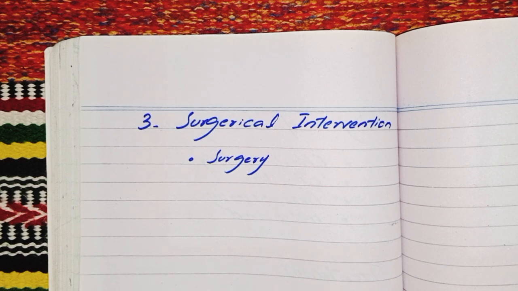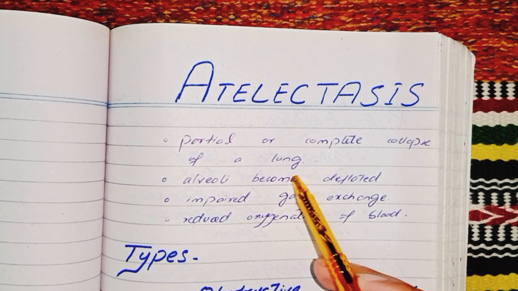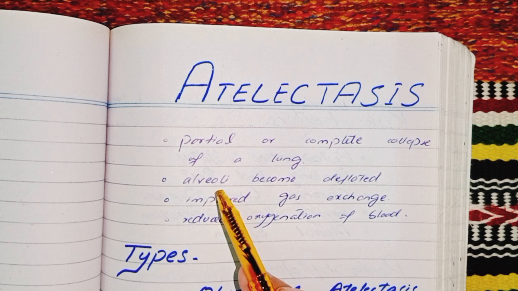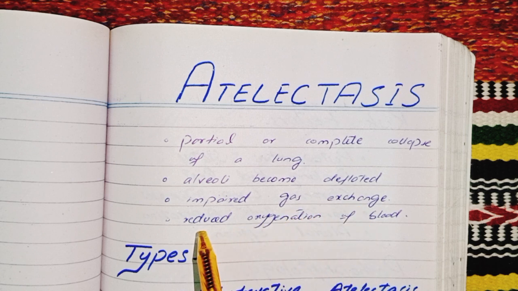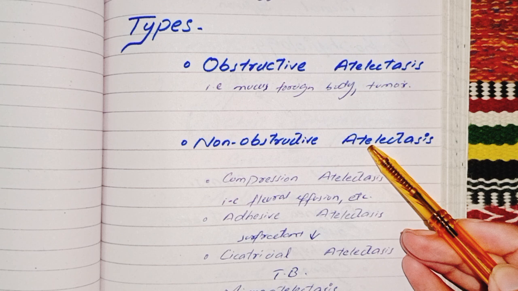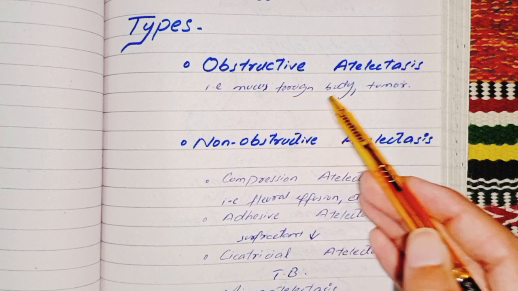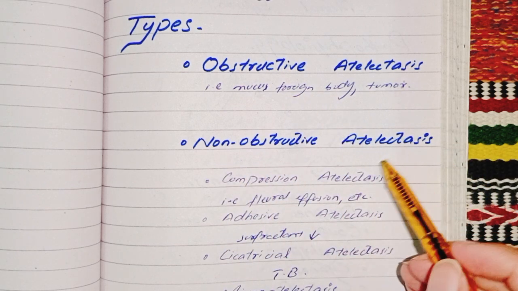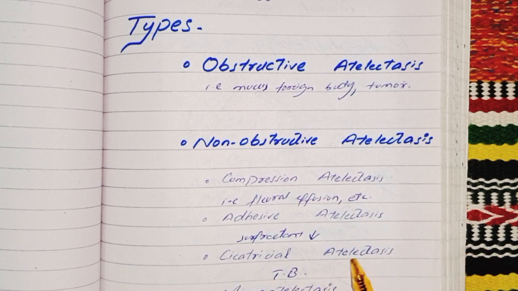Okay, let's summarize our lecture, today's presentation. What is atelectasis? Atelectasis is a partial or complete collapse of a lung that results in alveoli becoming deflated, impaired gas exchange that ultimately results in reduced oxygenation of blood. There are two main types of atelectasis: obstructive atelectasis and non-obstructive atelectasis. Obstructive atelectasis is due to obstruction from anything like mucus, foreign body, or tumor. Non-obstructive atelectasis is further subdivided into four types: compression atelectasis, adhesive atelectasis, cicatricial atelectasis, and microatelectasis.